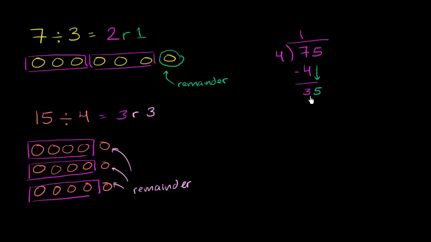And we say 4 goes into 35. Well, let's see, 4 times 8 is 32. 4 times 9 is 36. That's too big. So it goes 8 times. 8 times 4 is 32. You subtract, 35 minus 32 is 3. And 4 doesn't go into 3 anymore. So here I have this 3 left over. I have a remainder of 3. So you could say that 75 divided by 4 is equal to 18 remainder 3.